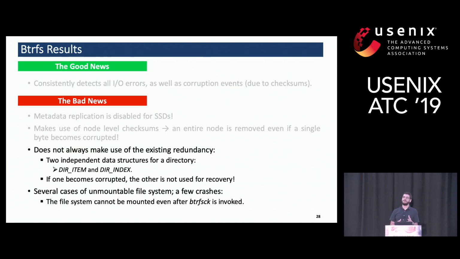Moving on, we observed that in some cases, Btrfs could not make use of the existing redundancy. For instance, Btrfs maintains two separate data structures for each directory. In case one of the two becomes corrupted, the file system does not use the other for recovery, despite the fact that the information is right there. Finally, we observed several cases where the file system became completely unmountable and a few crashes while the file system tried to recover from errors. Even in those cases, invoking btrfs check, the file system checker, could not fully recover the error.